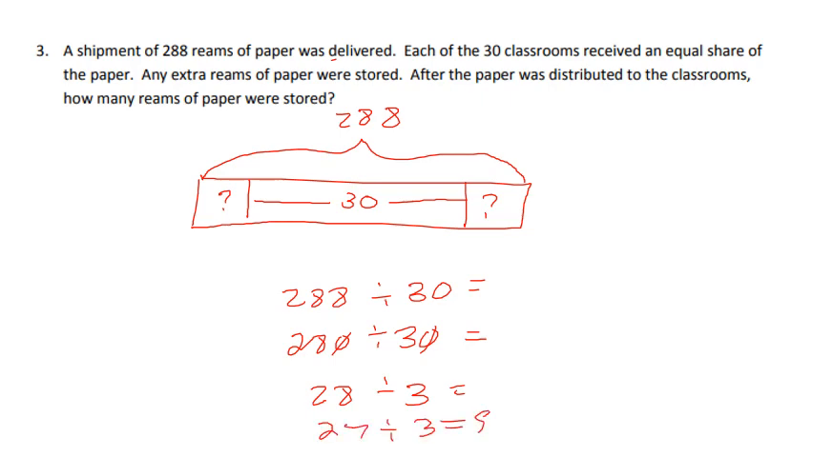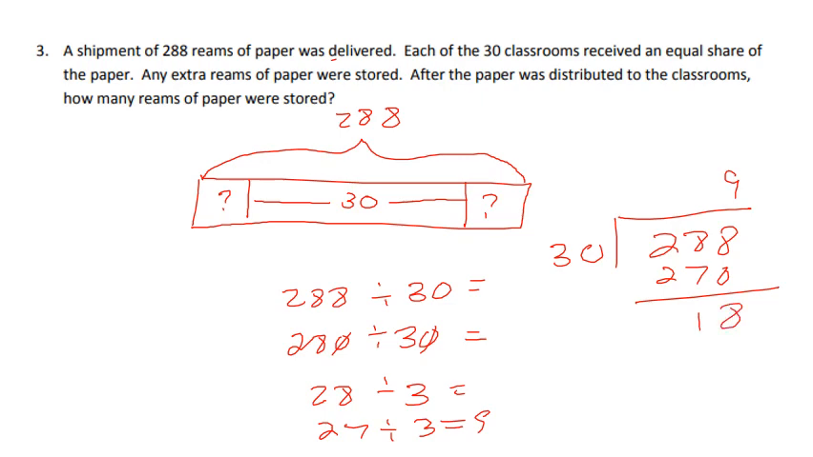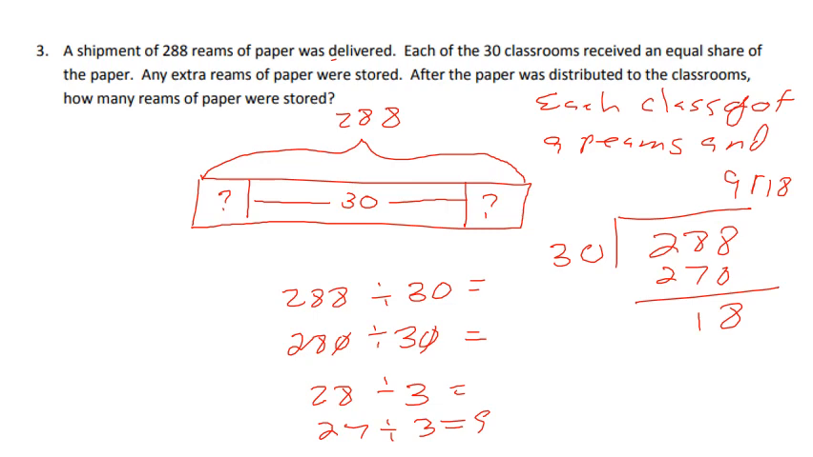So let's go ahead and use 9. We have 288, we're dividing it by 30, so we're going to go with 9. That's 270, and that leaves us with 18. It says the remainder of 18. So each class got 9 reams and 18 were stored. And that's what is being asked, how many were stored. So it would be 18.